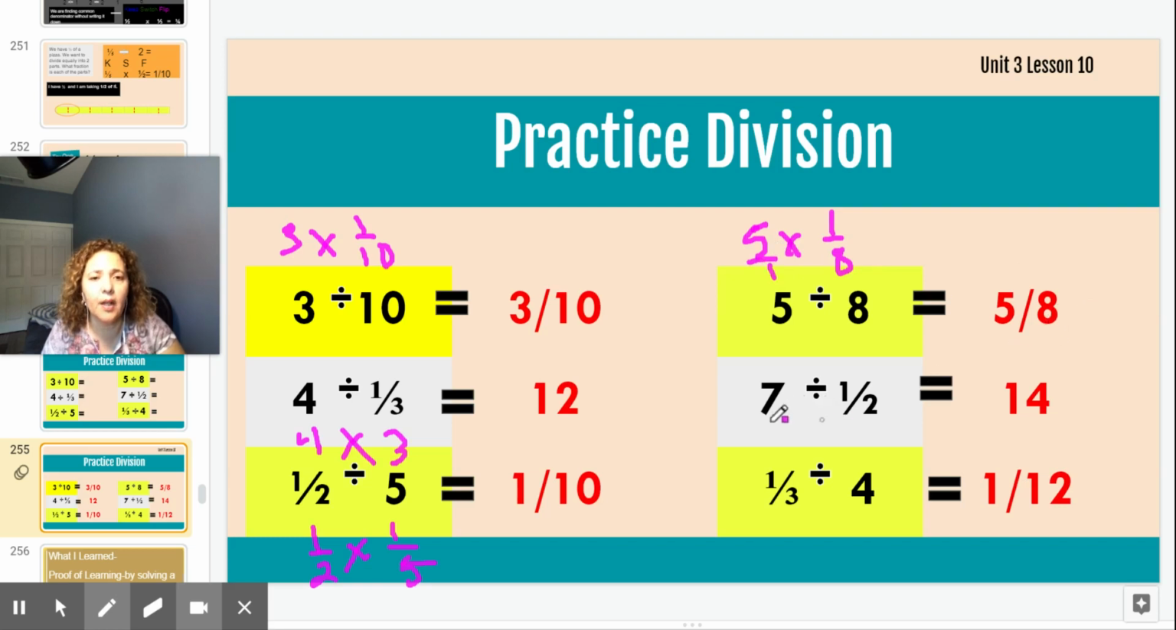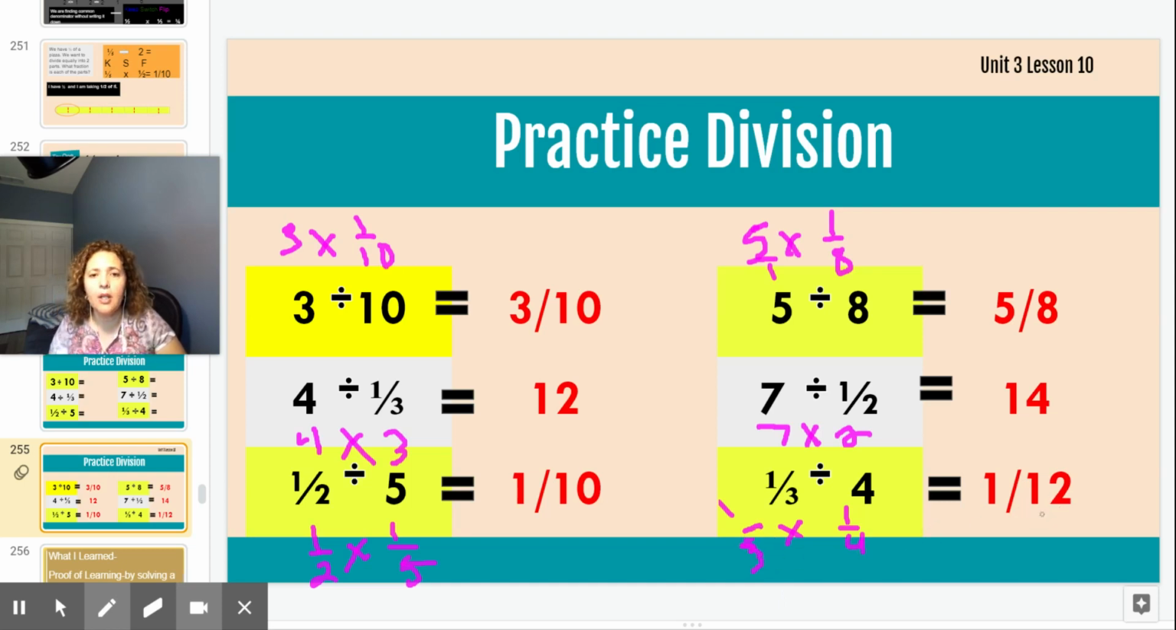5/8. Okay, 7 divided by 1/2. I keep the 7, I switch the sign, find the reciprocal. 7 times 2 is 14. 1/3 divided by 4. I keep the 1/3. I switch the sign. I flip. And that's going to give me 1/12.